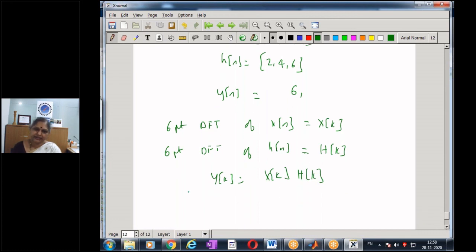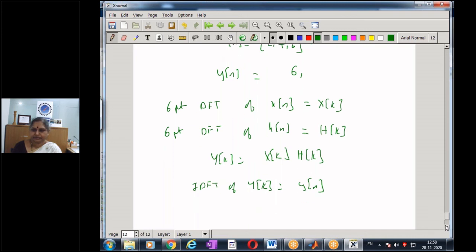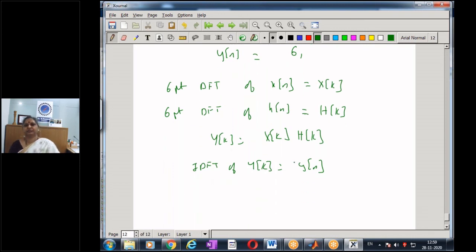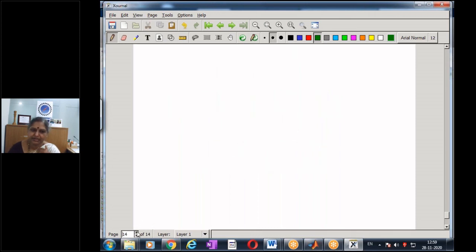And then I take the inverse DFT of this product Y of k, and that will give me y of n. Since computing a 6-point DFT of the above sequences takes a lot of computational time, let's take the help of MATLAB, and of course we have a separate lecture later on for the discrete Fourier transform.